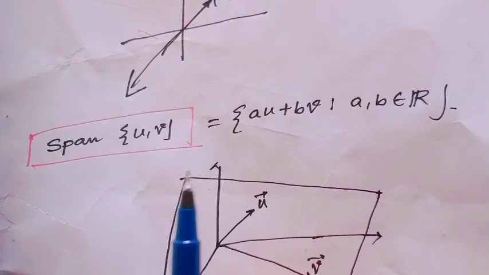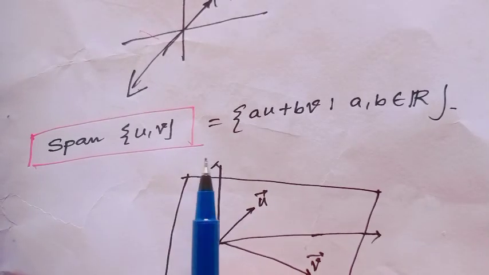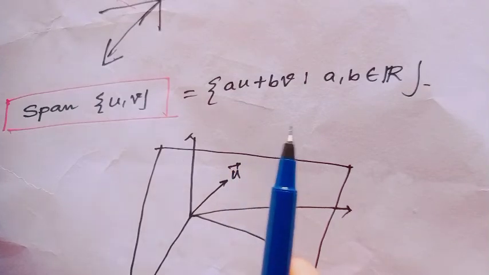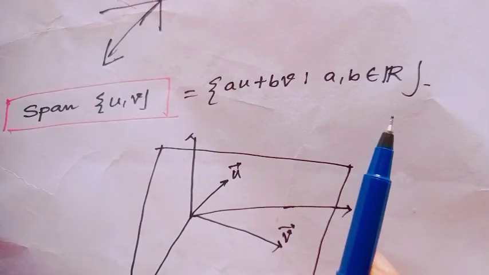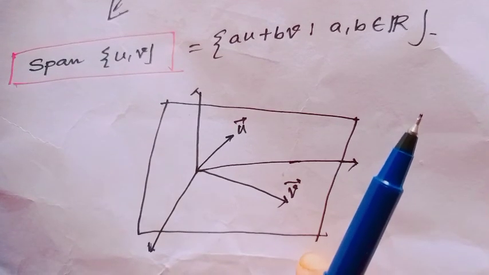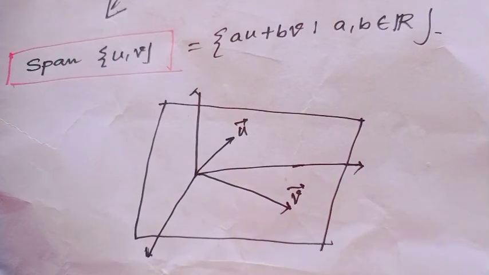Consider two vectors U and V. Then the span of U and V would be the set of vectors of the form AU plus BV, where A and B belong to the real numbers. And this is actually a plane passing through the origin.